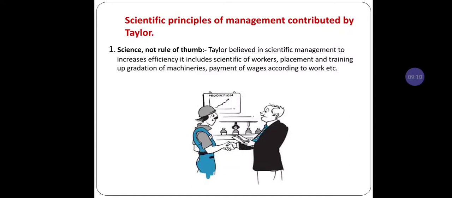Once again I'll repeat, science, not rule of thumb, is nothing but this: Taylor is telling that when you want to appoint workers, you should do it in a scientific way, giving training to the workers in a scientific manner, and if you want to increase production, you can adopt modern technology and also give a very good salary to the workers. It is called science, not rule of thumb.